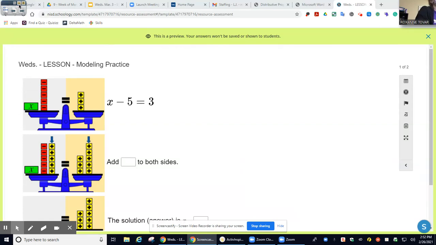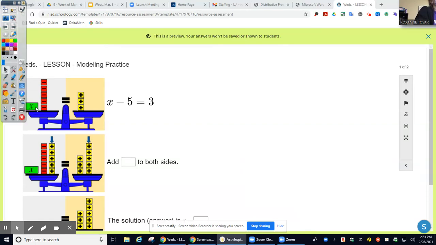All right, so in today's video, we're going to be modeling adding and subtracting equations, okay? So if you see here, we have an x modeled, and then we have our 5 negatives for our minus 5, and then we have our equal sign, and on the other side, we have a positive 3. Now remember, our goal is to get x all by itself. So our 5 negatives need to get lost.